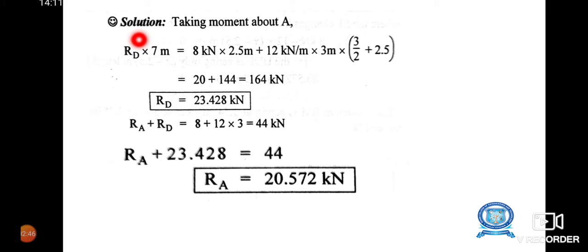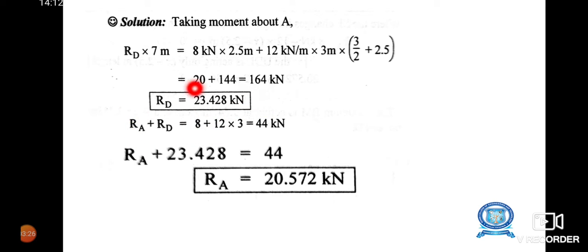RD into the total length of the beam, 7 meters, is equal to 8 into 2.5 meters, that is the point load at its distance from A, plus 12 into 3 into (3 divided by 2 plus the gap of 2.5), that is the UDL. Simplifying these values, we get RD equal to 23.428 kilonewton.